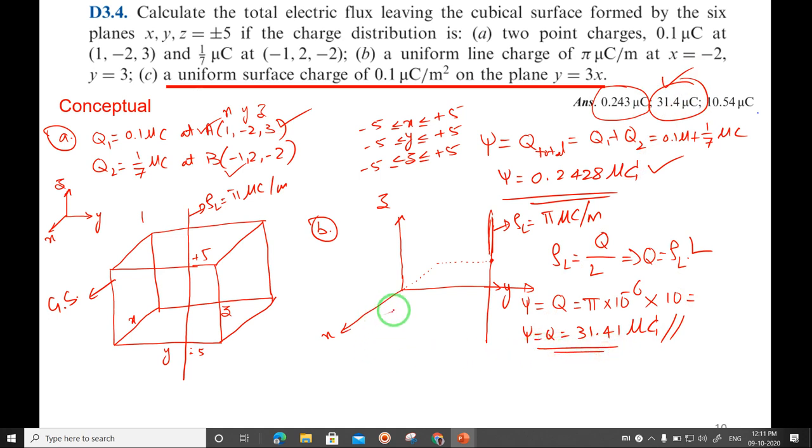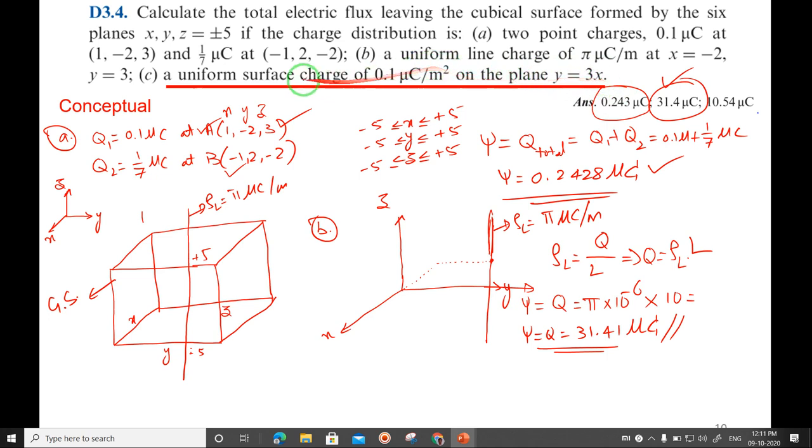If any doubts, you can unmute yourself and ask me at any moment so that I can clarify immediately. Part C is very important and you have to understand it. Calculate the total electric flux leaving the cubical surface. Part C: a uniform surface charge of 0.1 microcoulomb per meter square on the plane y equal to 3x. It is not a straight line, y equal to mx, don't think like that. It is a plane y equal to 3x.